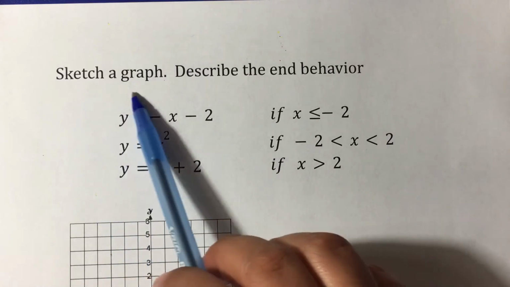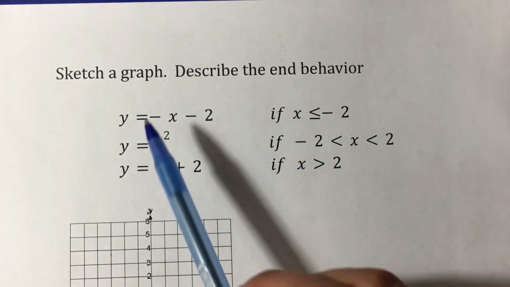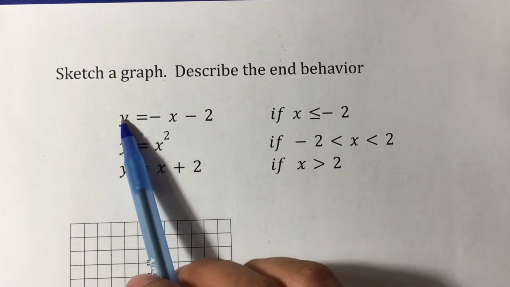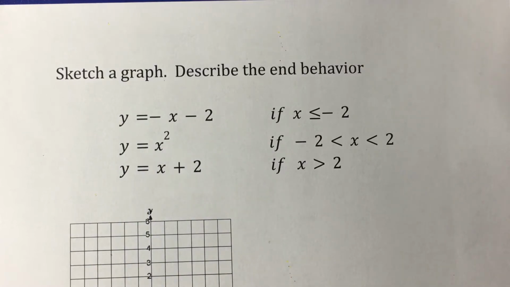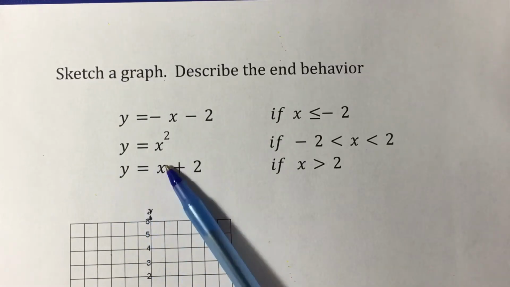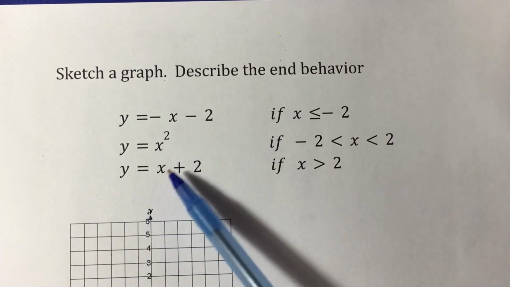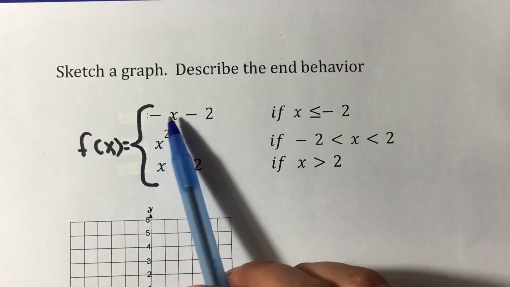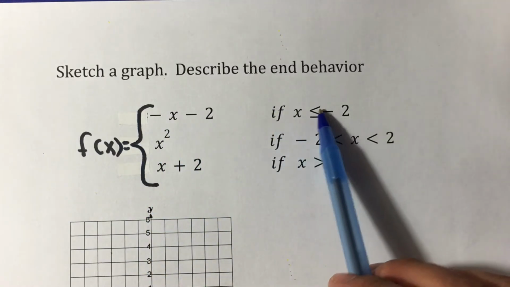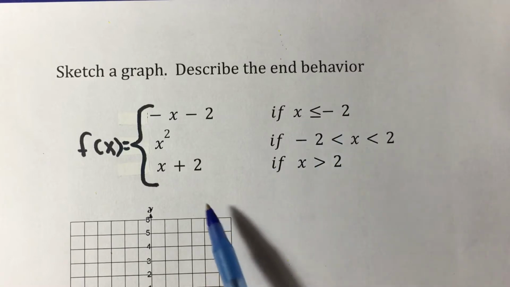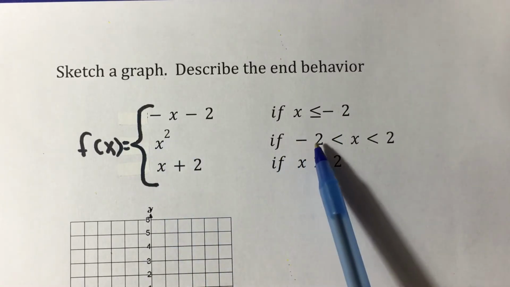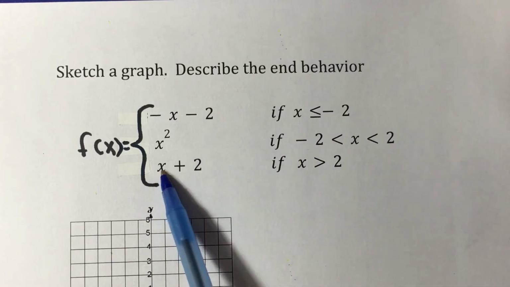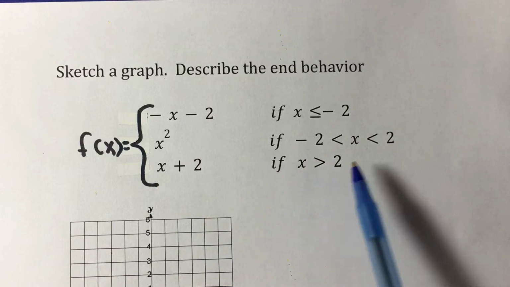So in here it says sketch a graph, describe the end behavior. And in here you have three different functions: y equals negative x minus 2, y equals x squared, and y equals x plus 2. Sometimes they write it like this: f of x equals negative x minus 2 if x is less than or equal to negative 2, x squared if x is greater than negative 2 but less than 2, x plus 2 if x is greater than 2.